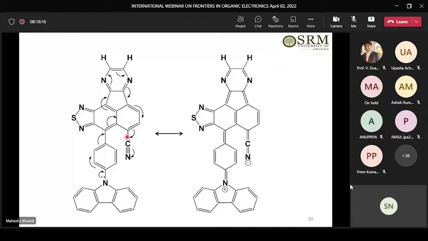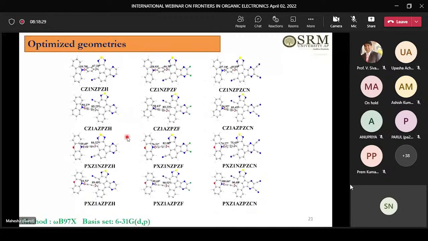The most attractive part of this design strategy is, as you can see from the picture, that it has a very effective conjugation across the molecule from the donor to the acceptor. So we can really control the energy levels depending upon the donor and acceptor that we choose. These are the optimized geometries of the molecules that we have designed. Again, like in the previous case, there is a twist between the donor unit and the pi bridge, which ensures sufficient separation between the homo and lumo wave functions for smaller singlet and triplet energy gaps.